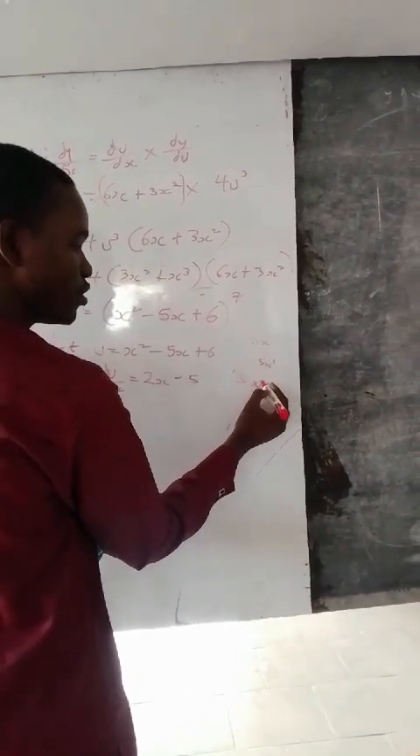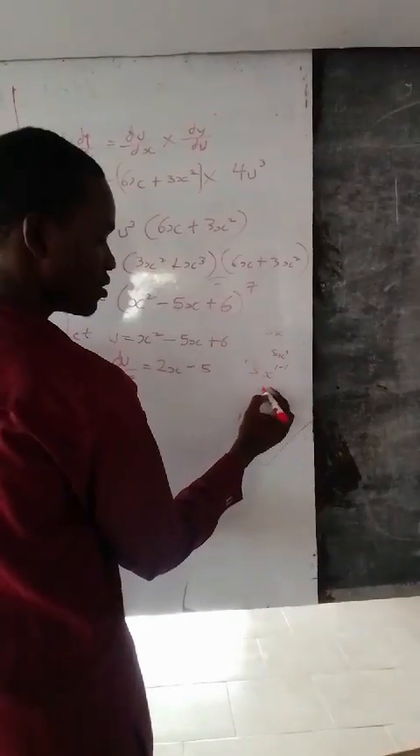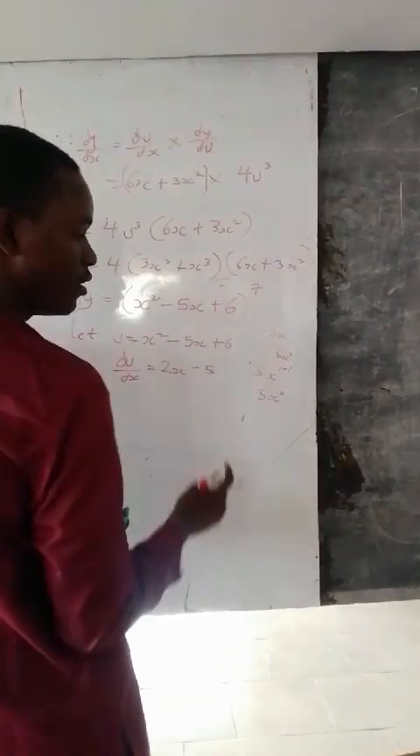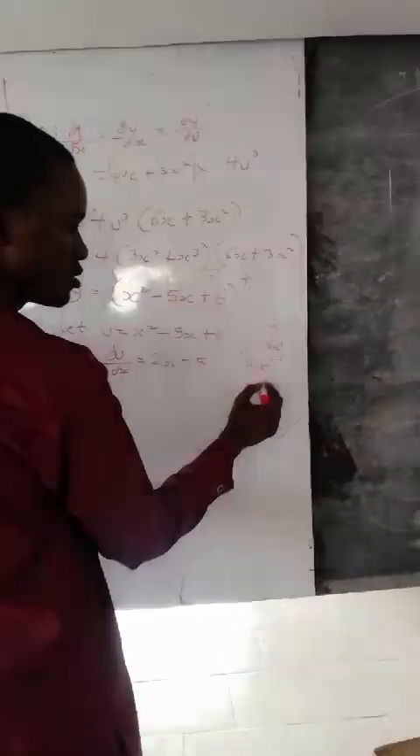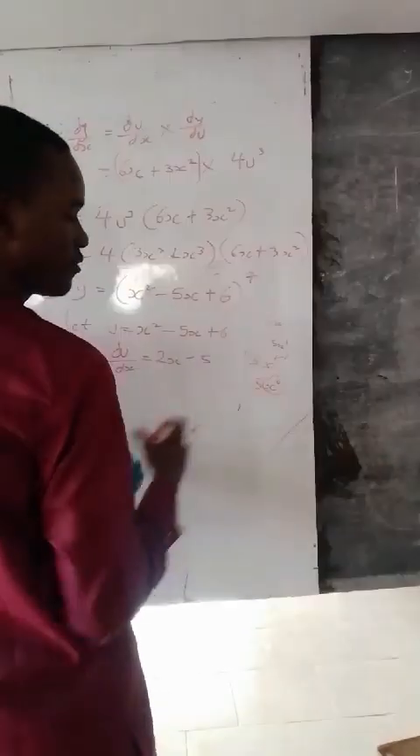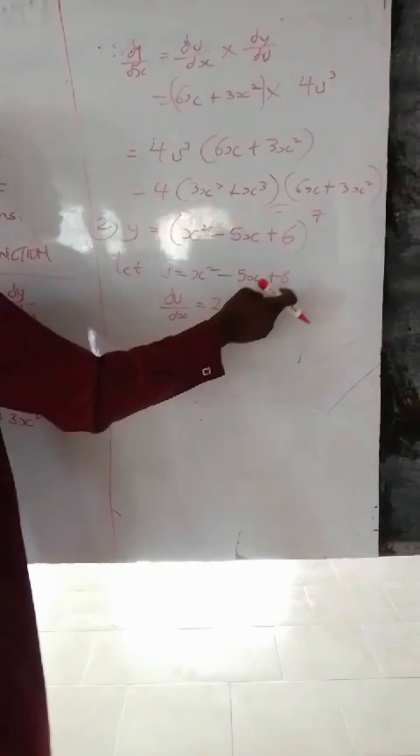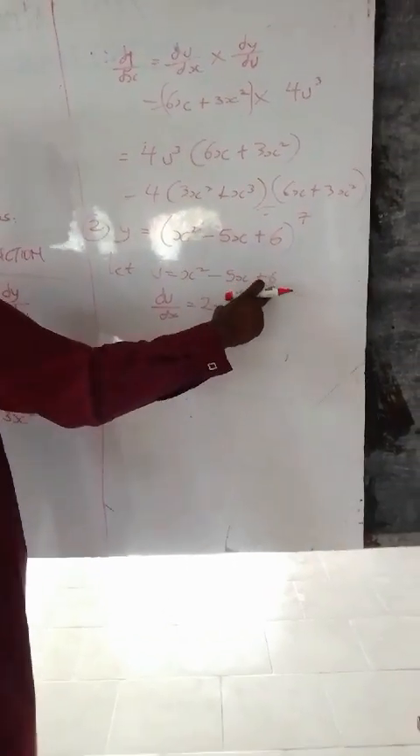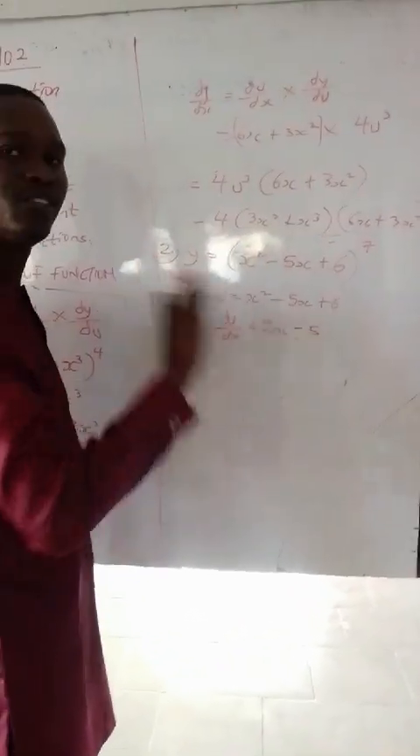Then x is power 1 minus 1. 1 minus 1 is 0. That's x is power 0. So x is power 0 is 1. Then 1 times 5 is 5. But when you differentiate a constant, a number that has no letter, it is always going to be 0.